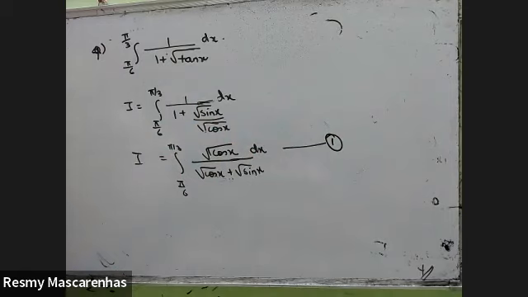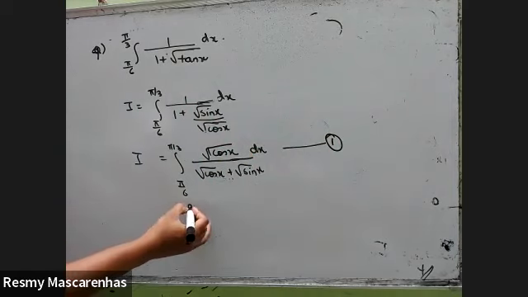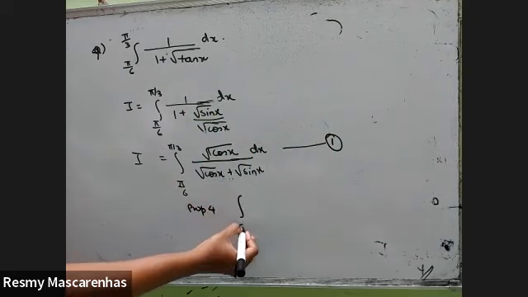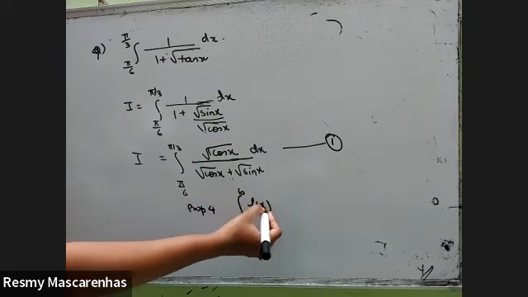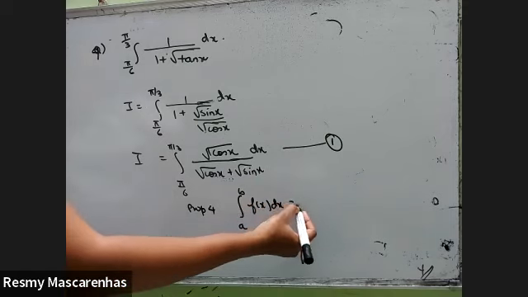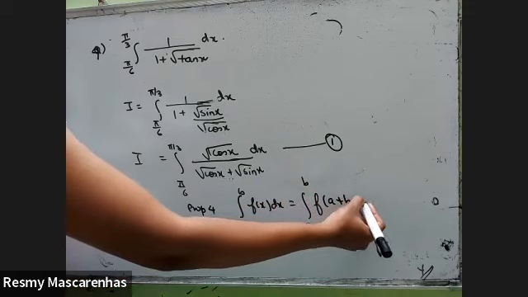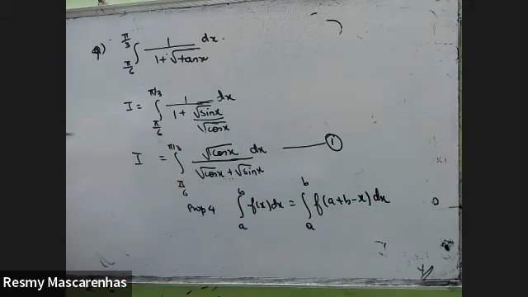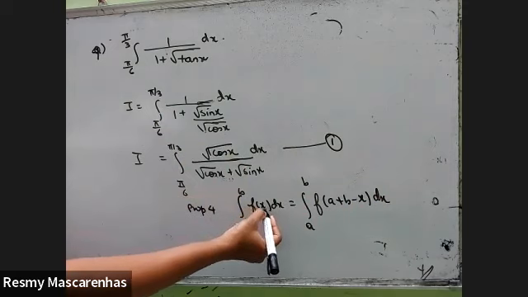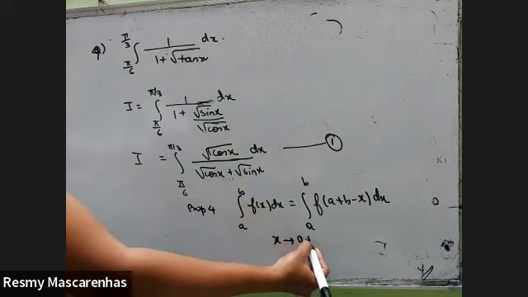Now, what we have to do is, now this is not 0 to a, this is a to b. So I'll have to use property 4. What they say, a to b f of x dx can be written as same. A to b can be replaced by a plus b minus x. This is property 4. 0 to a means property 3. A to b means property 4. What it means is x can be replaced by a plus b minus x.